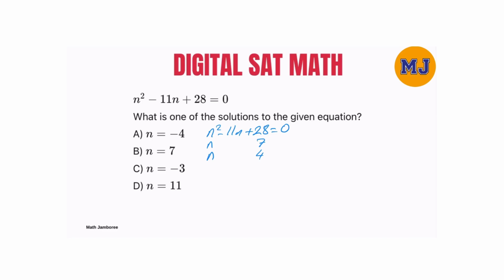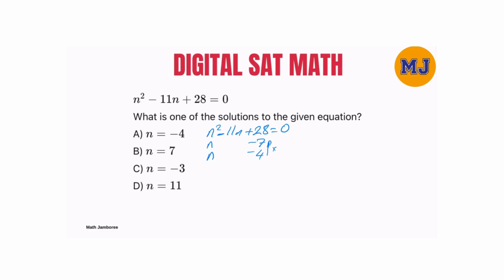Why didn't I use 14 and 2? Because when I add 14 and 2 in any combinations, I wouldn't get 11. I need negative 11. So when you multiply these two numbers, you're just supposed to get positive 28. But when you add them, you're supposed to get negative 11. To get negative 11 from 7 and 4 by adding, I must have negative for both. Negative 4 times negative 7 is still positive 28, but when you add them, do you get the number in the middle, which is negative 11?